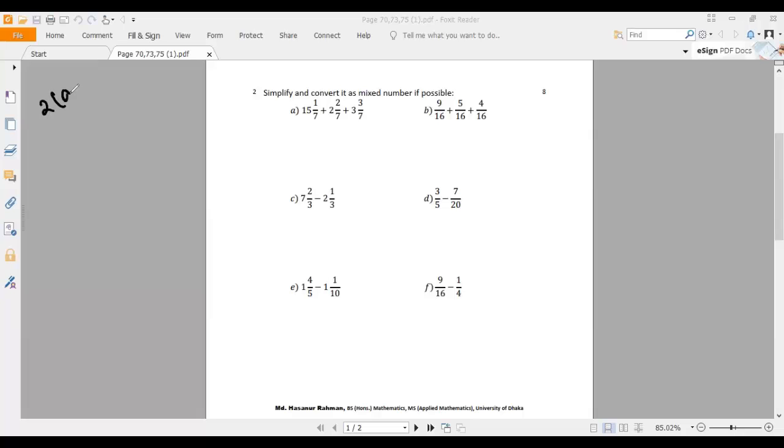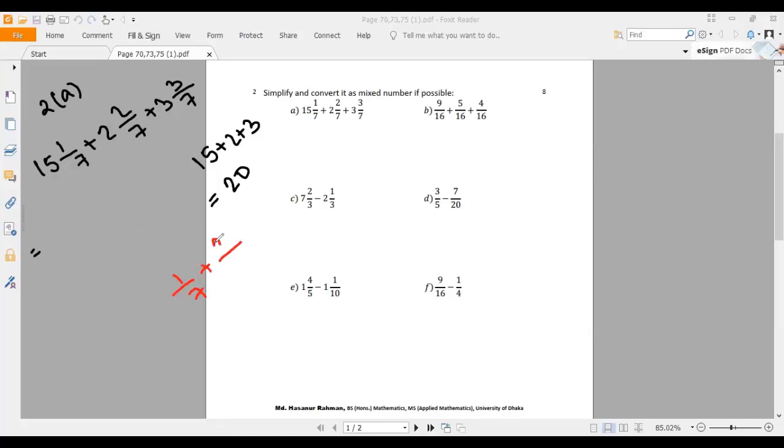Number 2A. Look, 15 whole 1 by 7 plus 2 whole 2 by 7 plus 3 whole 3 by 7. Okay. At first, we can add the whole number. So 15 plus 2 plus 3. If we add the whole number, we get 15 plus 3, 18. 18 plus 2, 20. And if we add the fraction right now, 1 by 7 plus 2 by 7 plus 3 by 7, then what will we get?